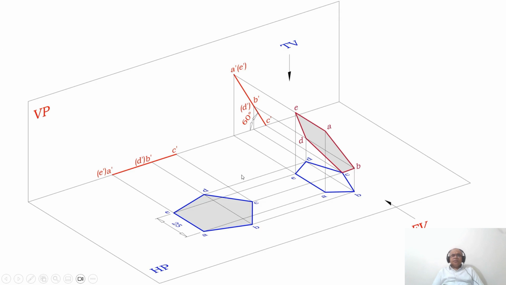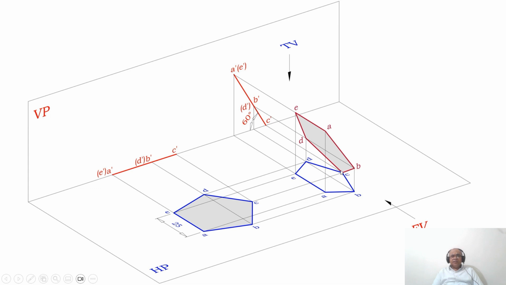Now, then he says it is resting on one of the corners. So this is a side and this is a corner. How do I know that this is a side? When you look from the top view, AE is the line which is a side which is perpendicular to VP. Therefore, you are getting a point here. Since it is perpendicular to VP and parallel to HP, you are getting a point in the front view. A dash, E dash, this is the side. And here C dash is only one point. So that means it is a corner.